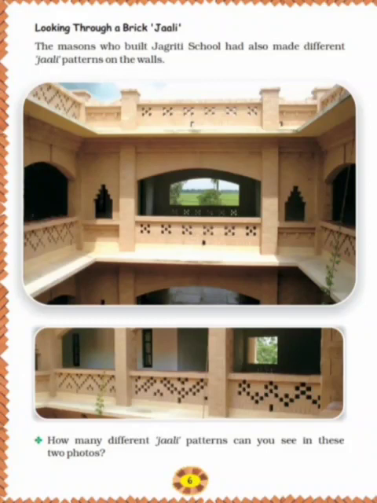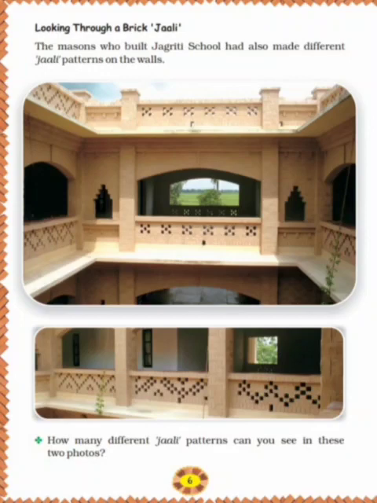Turn to page number 6. Looking through a brick jali. So, what is a jali? A jali is an ornamental pattern constructed through the use of geometry. This decoration is common in Indo-Islamic architecture. Here you can see different types of beautiful jali. The jali that you can see is a geometrical shape, right?